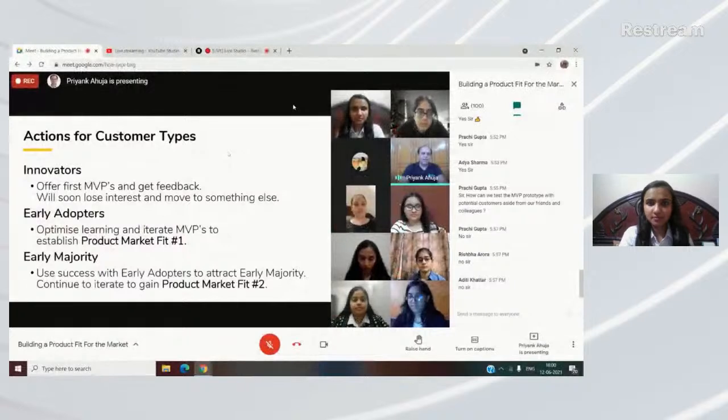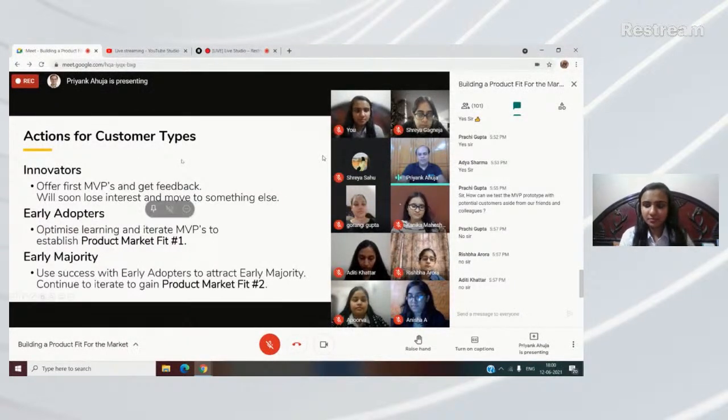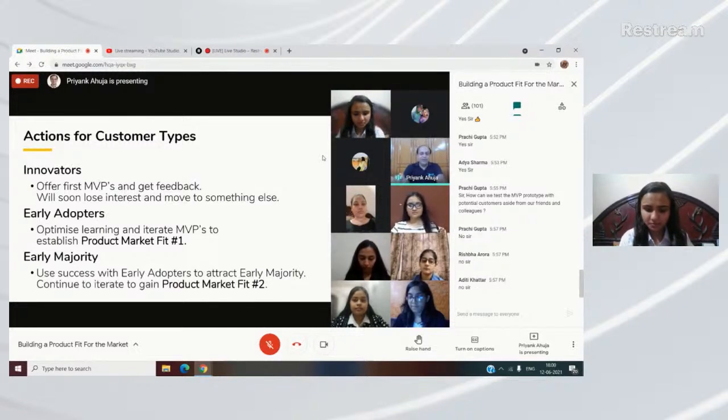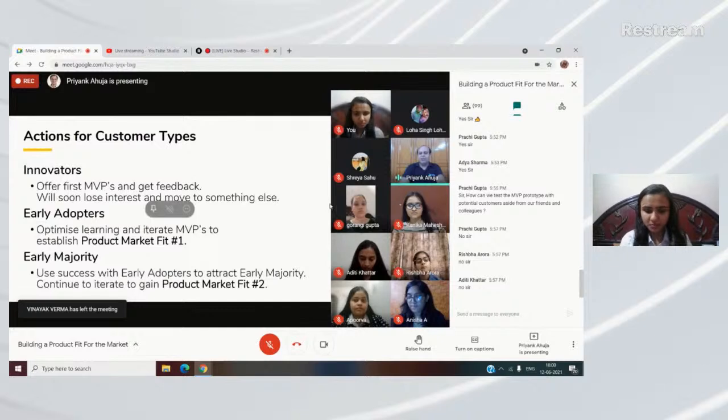Now how can you do that? These are the actions for the customer type. So what actions can you take? For innovators, you have to offer an MVP. Now what is this MVP? It is jargon, if you have not studied it. MVP means minimum viable product. It means the minimum features you need to add into your product so that they can start getting the benefit.